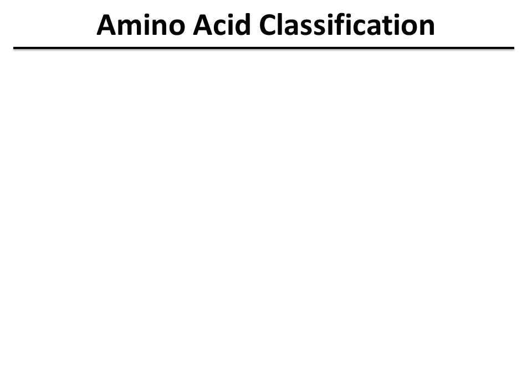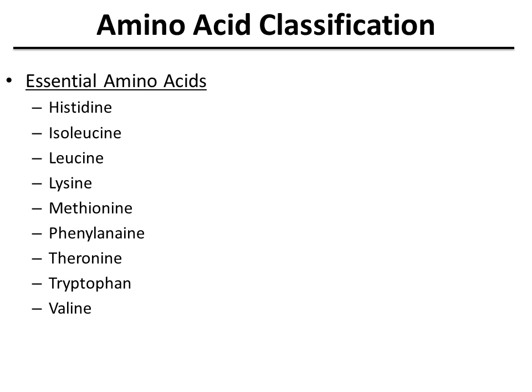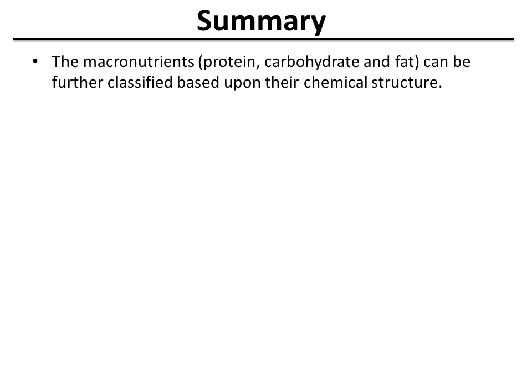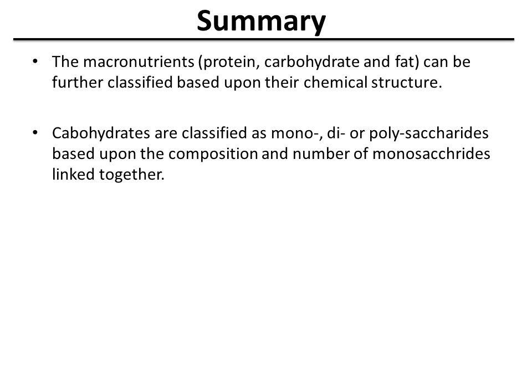So proteins are made up of amino acids, which can be classified into essential or non-essential amino acids. I think it's also important to note that there are some conditionally essential amino acids that may become essential in certain situations. So to wrap up this brief presentation, macronutrients can be classified based upon their chemical structure.